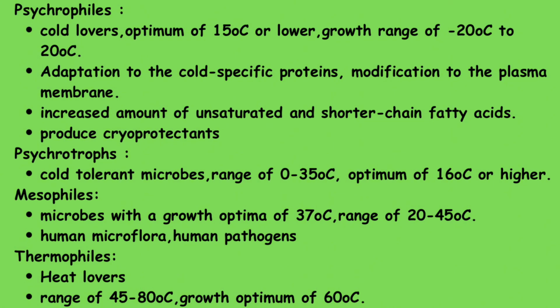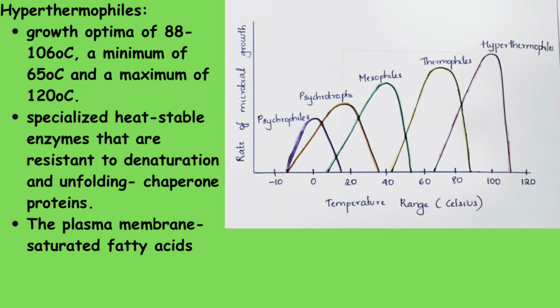The thermophiles, they like high temperatures, and their growth range is 45 to 80 degrees Celsius, and their optimum is 60 degrees Celsius. Then there is hyperthermophiles, and their growth optimum is 88 to 106 degrees Celsius. Their minimum temperature is 65 degrees Celsius and maximum temperature is 120 degrees Celsius.